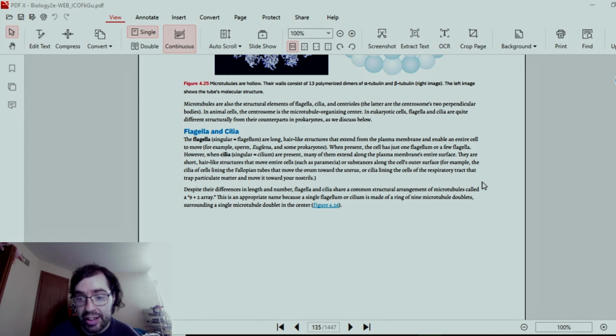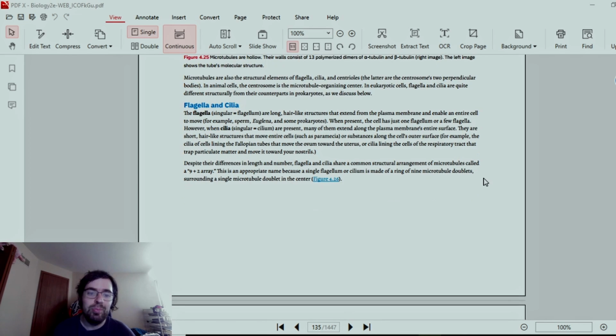In eukaryotic cells, flagella and cilia are quite different structurally from their counterparts in prokaryotes, as we discussed below. Now, the flagella, or singular flagellum, are long hair-like structures that extend from the plasma membrane and enable the entire cell to move. For example, sperm, or euglena, and some prokaryotes. When present, the cell has just one flagellum, or a few flagella.